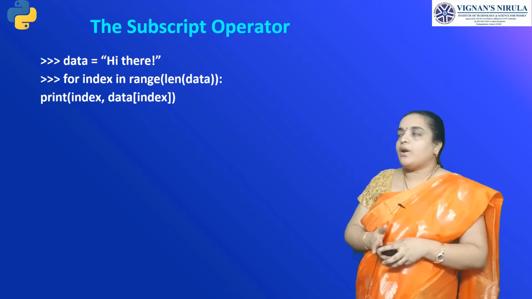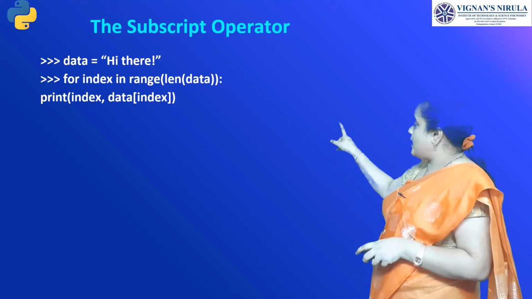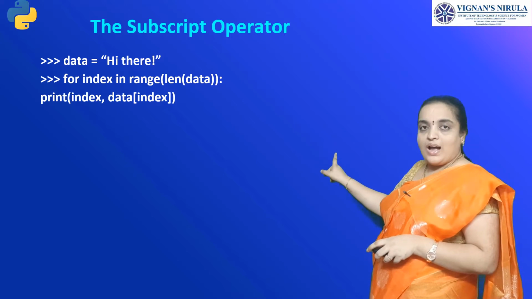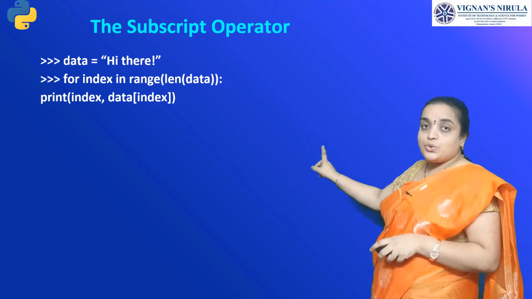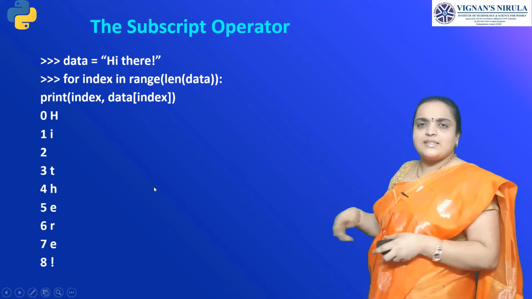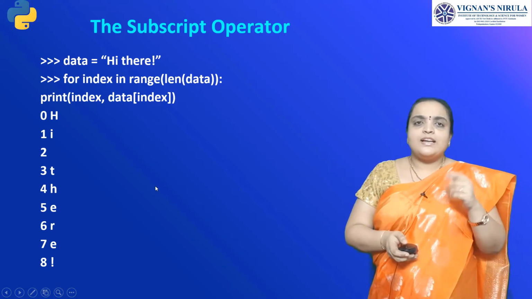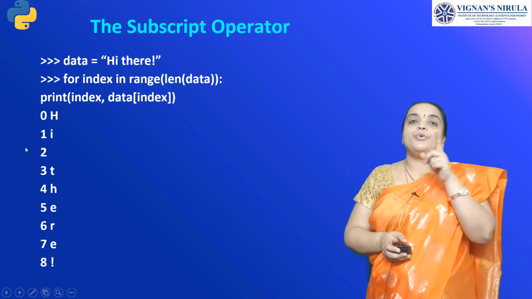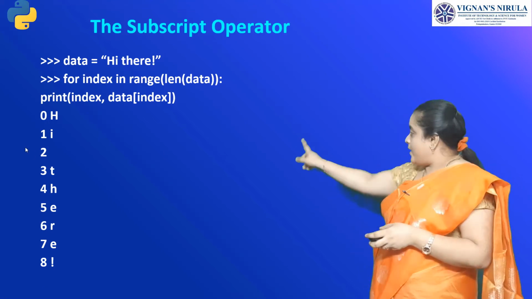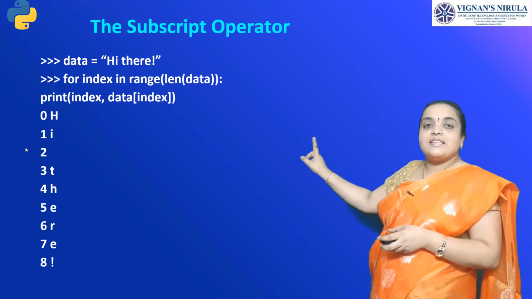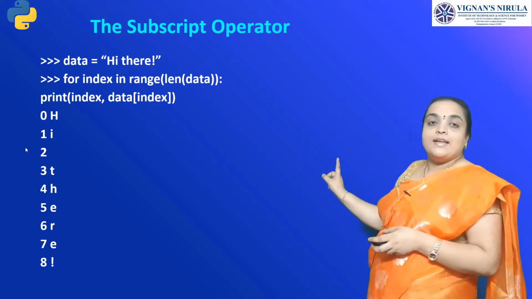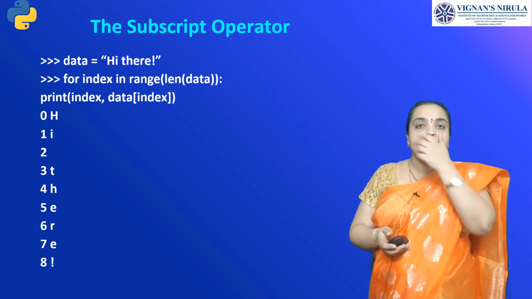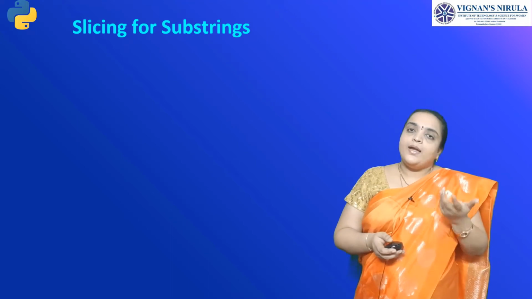So what is the output? I think the output is H 0, I 0, space 1, I 1, space 2, T 3. Is that the thing that will be displayed, students? Let us see the output. Yes. So the index is 0, the value is H. The index is 1, the value is I. The index is 2, the value is space. The index is 3, the value is T. Is that clear? So in this way, the subscript with index will take place.